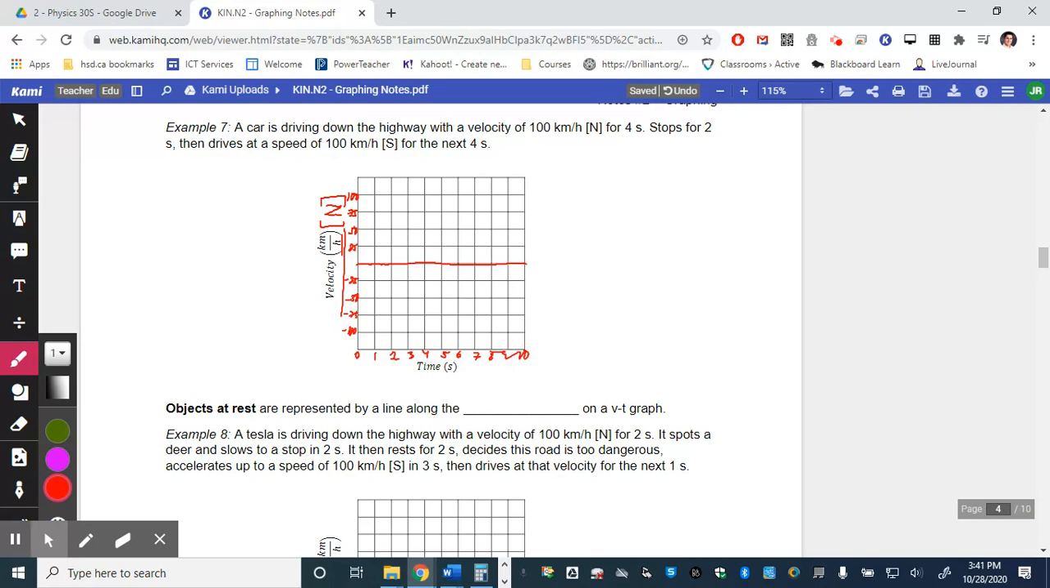Very good. Now, how do we graph this? A car is driving with a velocity of 100 kilometers an hour north. That's right here, for 4 seconds, all the way till here. With a steady velocity, it's just a straight line at 100 kilometers an hour. It then stops for 2 seconds. This is an instantaneous stop, which means he died. Then after 2 seconds of that stop, it's immediately going 100 kilometers an hour. Oops, missed that line.